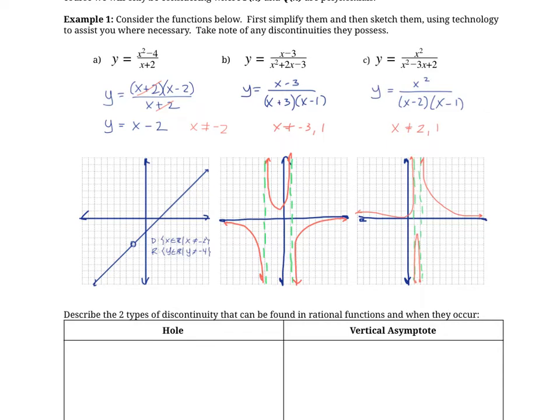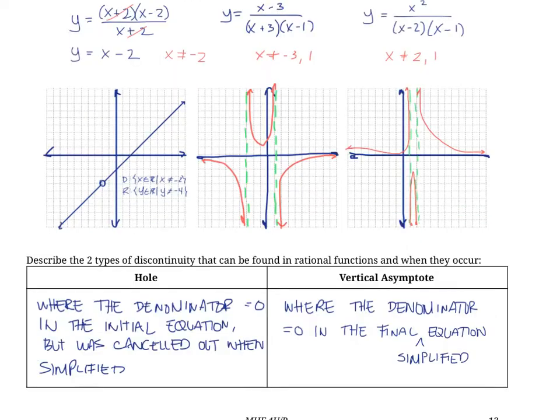A hole occurs when you cancel something out. It's a discontinuity that was canceled out of the original function, and an asymptote occurs just when the denominator equals 0, right, in the final function. So I'll write a note there and you can copy it. So there we go. A hole is where the denominator equals 0 in the initial equation, but was canceled out when simplified, and a vertical asymptote is where the denominator equals 0 in the final equation after you have simplified it.